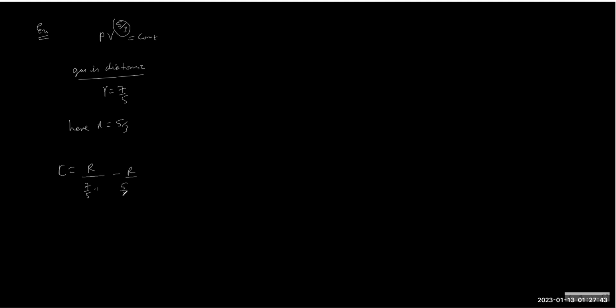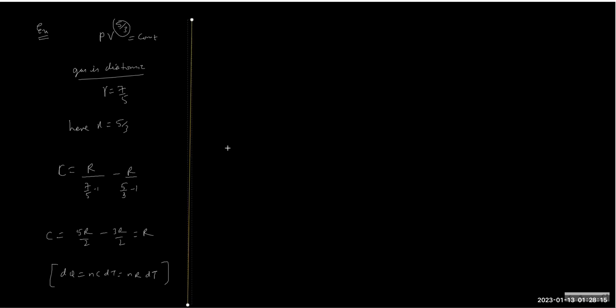X minus 1. So this could be a confusing problem. That's why I have given this question. So here C itself is R. So dq equals to nC dT, which is nR dT. Nice. All right, I hope this question is clear.